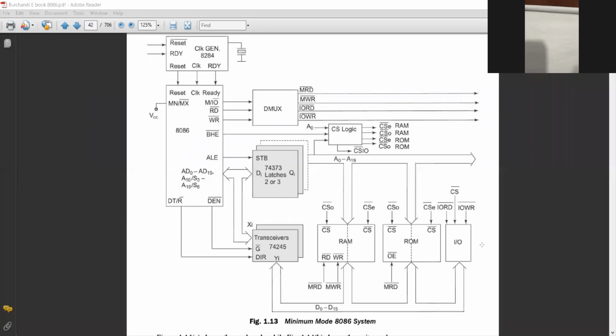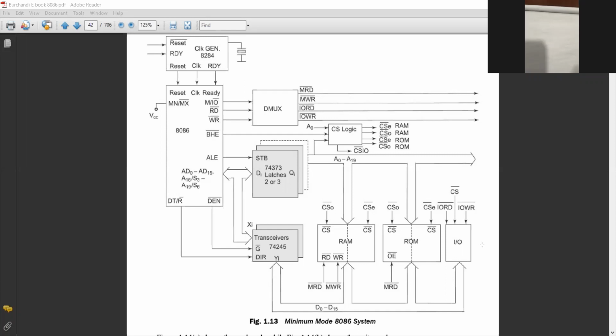Similarly for ROM, CSO and CSE, chip select odd and chip select even. So for ROM and RAM, the memory is divided into two parts, one odd bank and another even bank. Next, read bar and write bar are connected with memory read and memory write. I already explained memory interfacing in the 8085 also. There is no read bar here, only the output enable. So output enable is connected with MRD, memory read. You can write MEMR also, no issues. MRD, memory read. So it's connected, right?